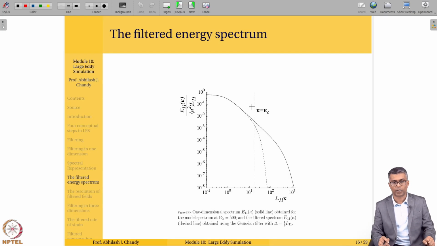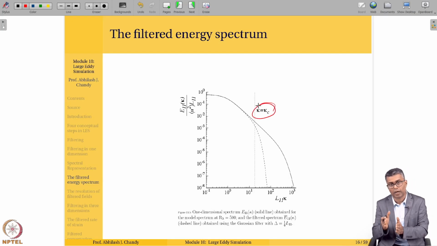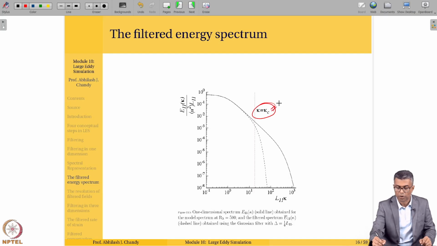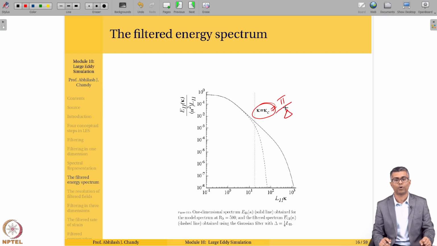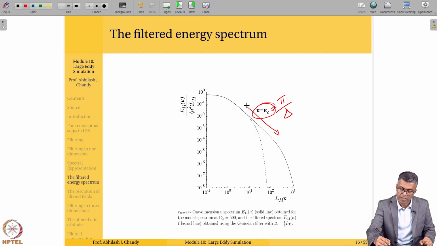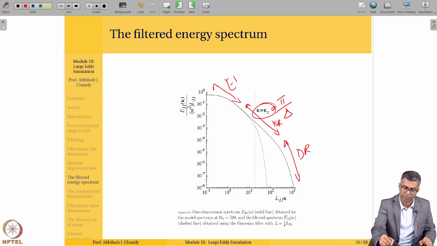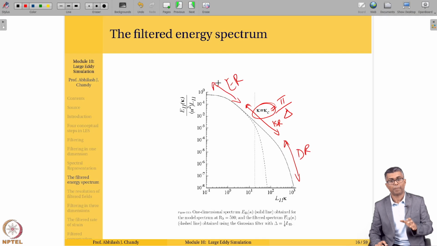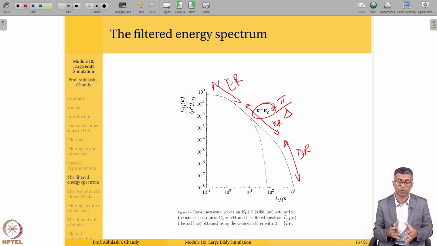There's a vertical dotted line shown here representing kappa is equal to kappa c. That means everything beyond kappa c is removed. Kappa c is corresponding to your filter width, pi over delta. So above kappa c, we are removing all those high frequency components. And as you can imagine, kappa c is in the inertial subrange, ISR as we used to call it. This is the dissipation range. This is the energy containing range, approximately. And kappa c is in your inertial subrange, and that is what you need it to be.